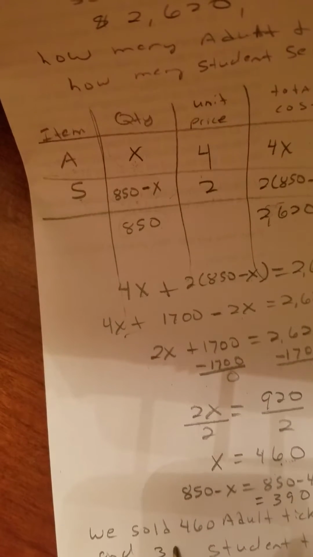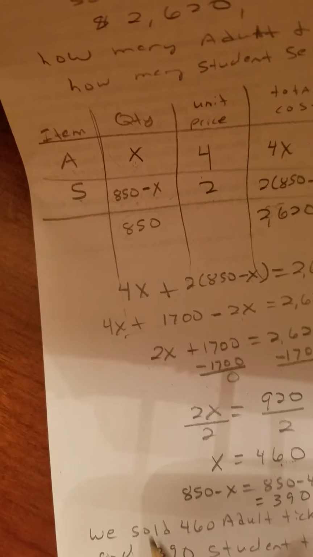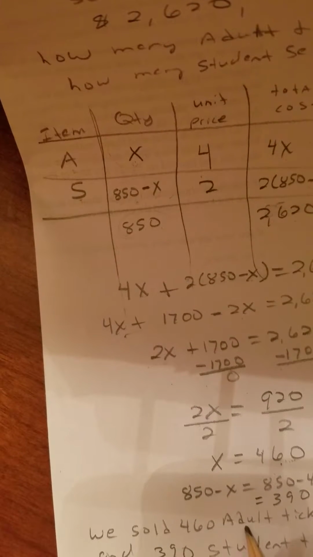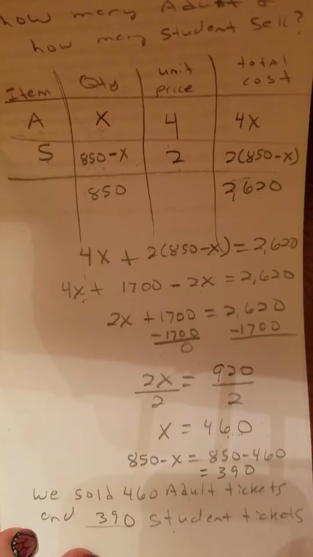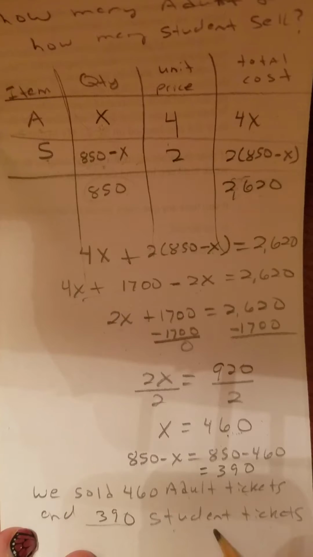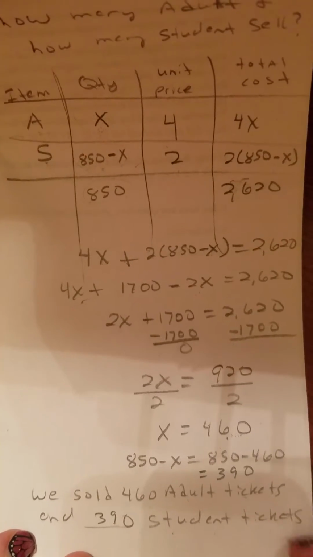So that means there's 390 student tickets. So we were able to find out how many adult tickets were sold and how many student tickets were sold. I'm hoping y'all could see that. How many adult tickets were sold, how many student tickets were sold. So that's another example. Let's try one more.